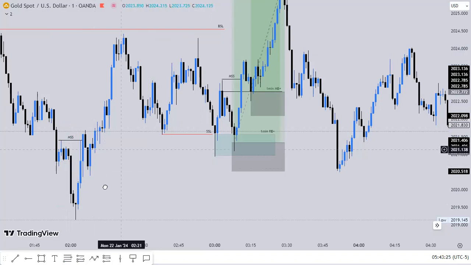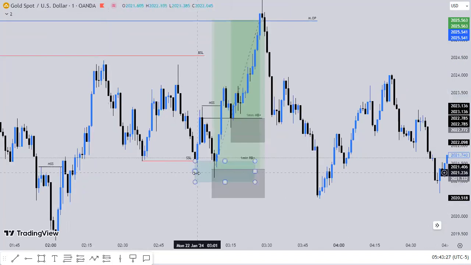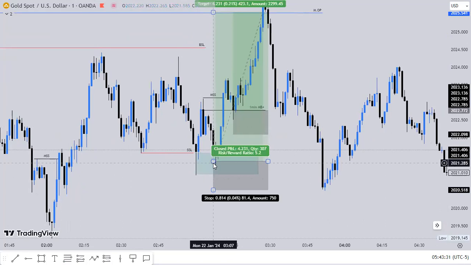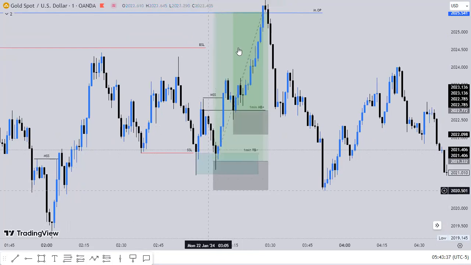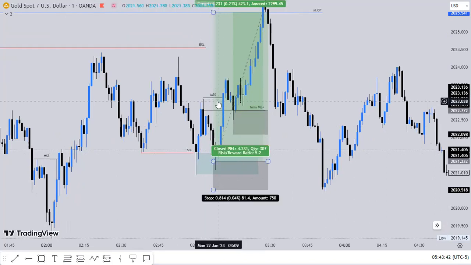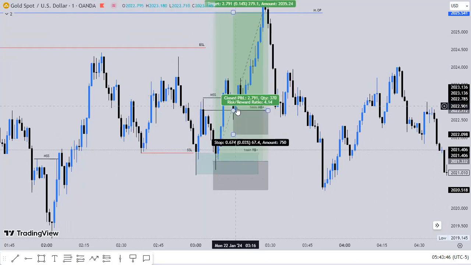So many PD arrays the algorithm made here. The algorithm made this rejection block, and price dug into it. I take the first trade, and after digging into the rejection block, MSS happened to the upside. So I have another confirmation here, the silver bullet time, so I can take another trade.